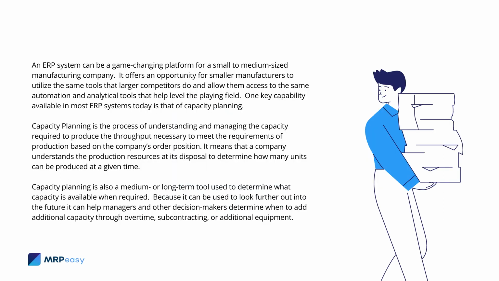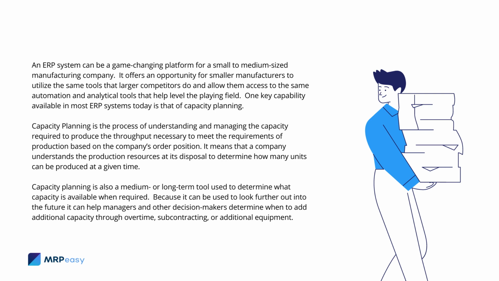An ERP system can be a game-changing platform for a small to medium-sized manufacturing company. It offers an opportunity for smaller manufacturers to utilize the same tools that larger competitors do and allow them access to the same automation and analytical tools that help level the playing field. One key capability available in most ERP systems today is that of capacity planning.